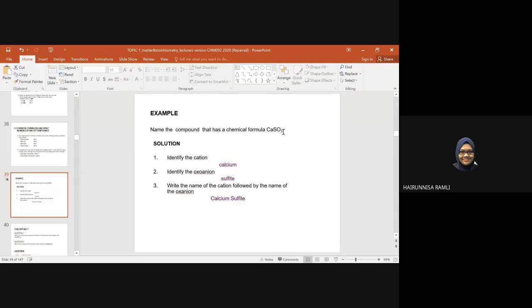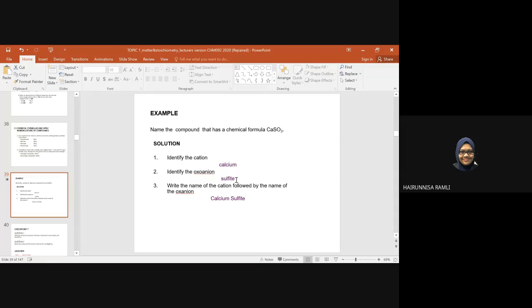Okay, so ini contohlah. CaSO3. Kita biasa pakai CaSO4. Bila SO3, ni pun macam kita discover kat sini. Ca is calcium group 2. So dia invariant charge. So calcium tanpa Roman numeral 2 eh. Dia bukan calcium(II) sulfite. And then also an ion dia SO3, SO3 2 minus. So kena ingat SO3 is sulfite, ITE.